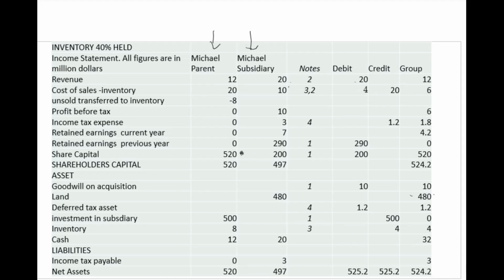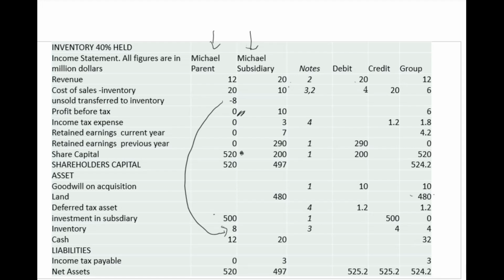It was invested 500 million, and then it bought from the cash 20 million previously. It bought inventory worth 8 million, originally 20 million. There's 8 million unsold, so that 8 million is now transferred to the balance sheet, 8 million. So what Michael parent has earned, because it sold at the same price as it bought, there's no profit. There's no profit earned by Michael parent.